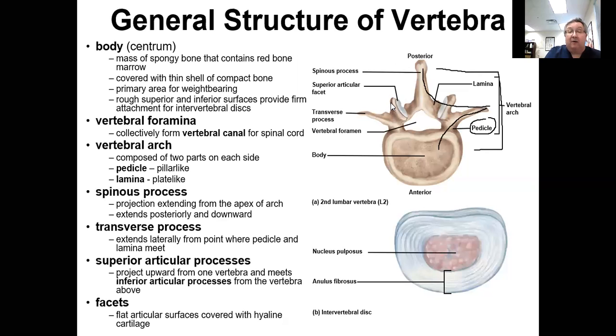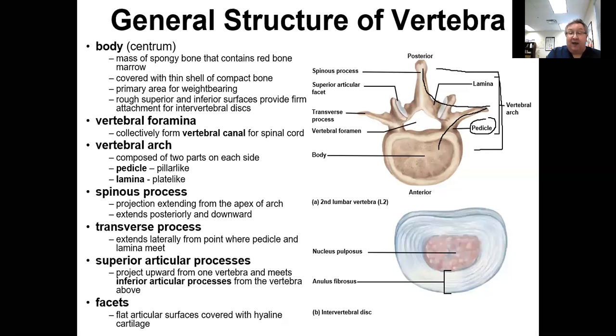We have two areas. We have the articular processes. We have a superior and an inferior that also articulate with the bones above and below. And on these articular processes are facets, which smooth the surface out to allow for movement of the vertebra.